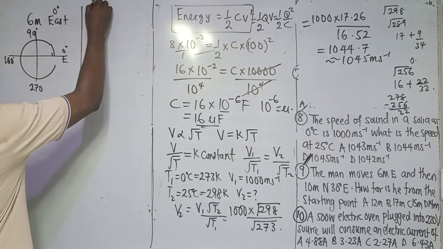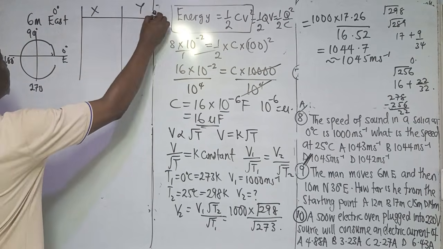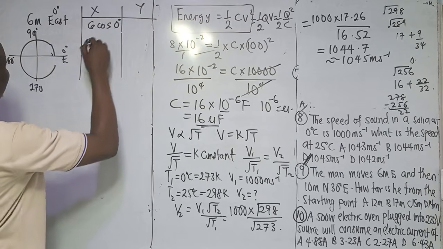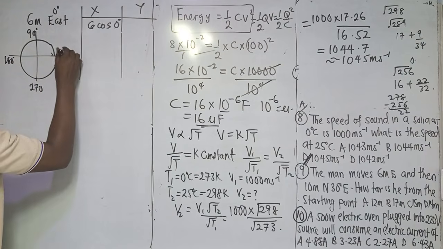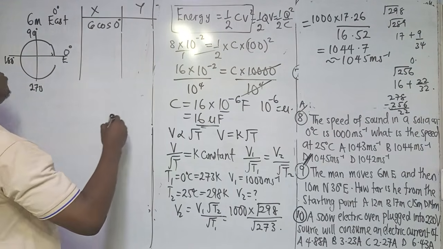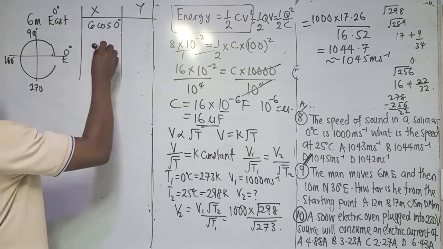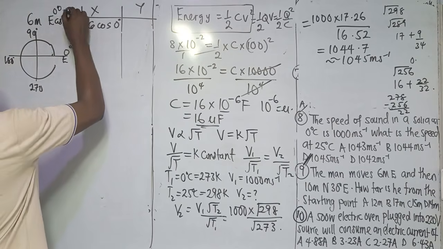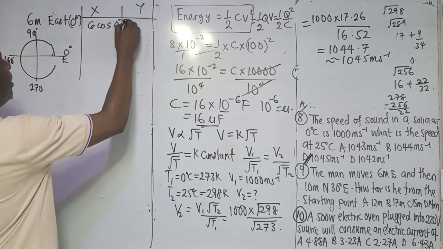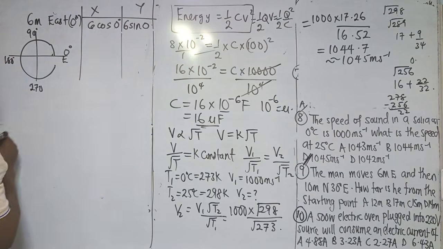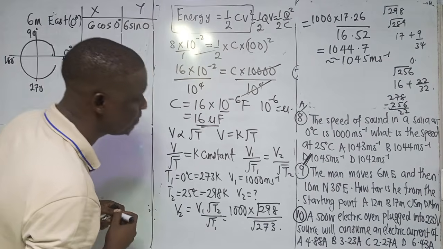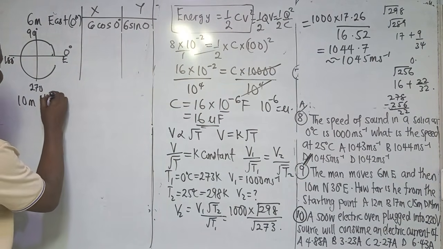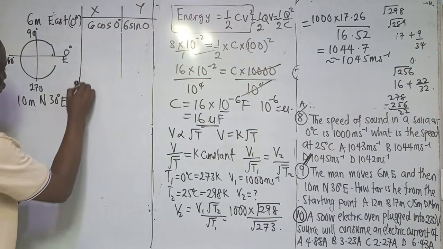So if I want to resolve into X and Y components, I will say 6 cos 0 for the X axis. Don't forget, I'm moving from here, so I take my east as 0, moving anti-clockwise. So I take 6 meter at 0 degrees and resolve it into X and Y components. Now 6 times 0. Then we have the second one. They say 10 meter north 30 degrees east.